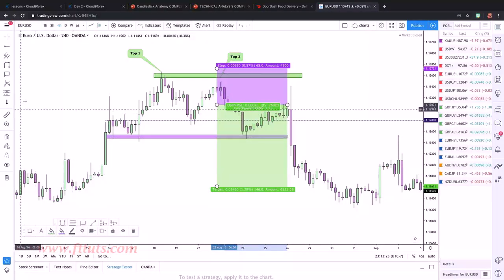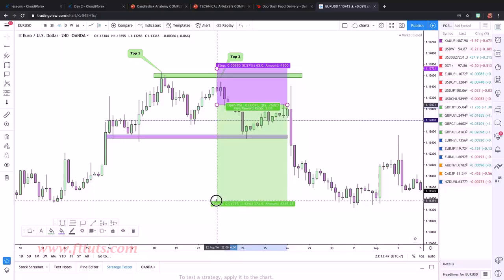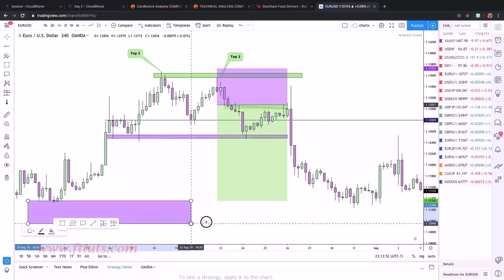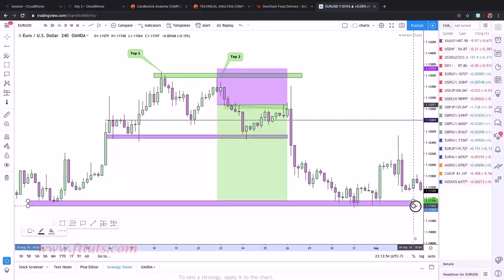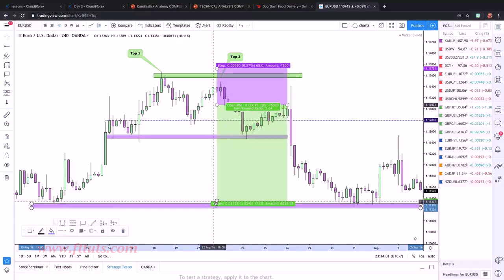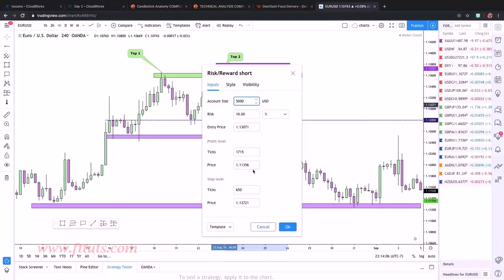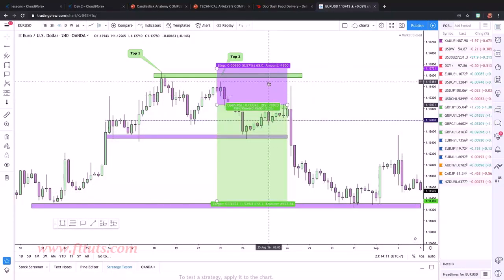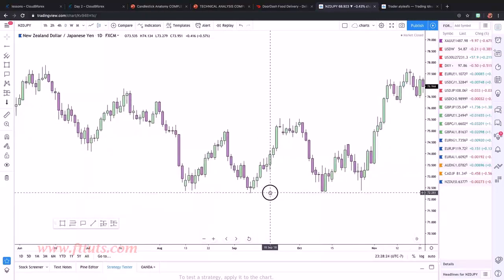Okay, so we just want to take target at the next, take profit at the next support that we see the market failed to move lower. So we draw that out. So again, editing the coordinates. So that's a 1-to-2 ratio, risking 65 pips.